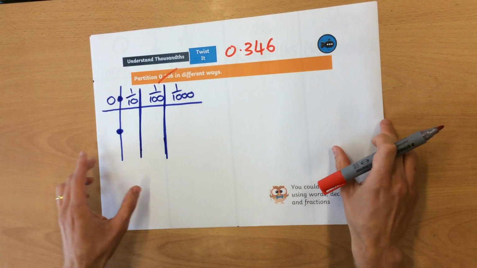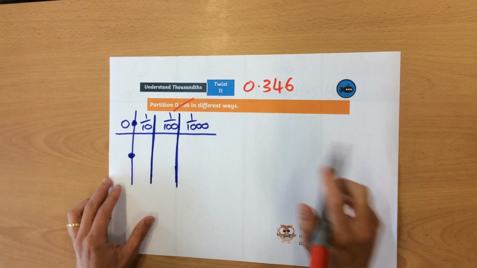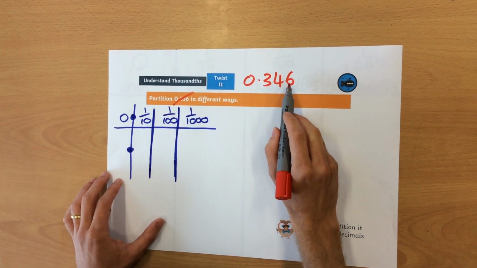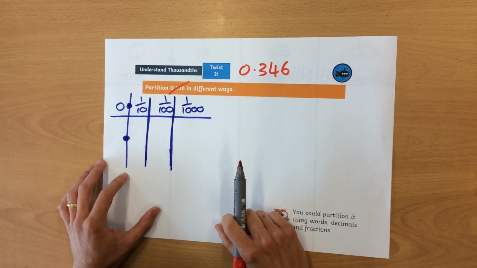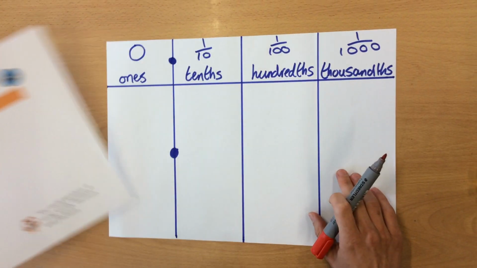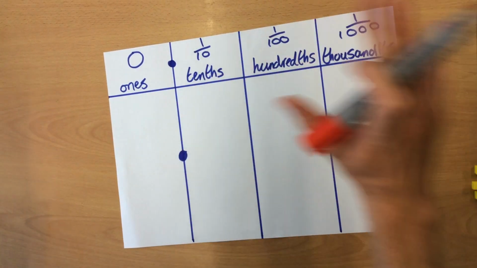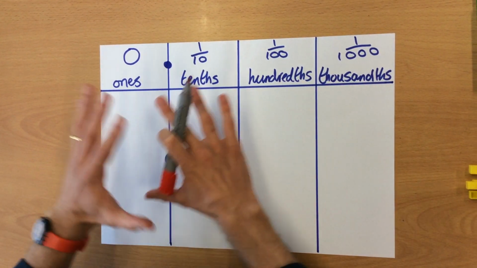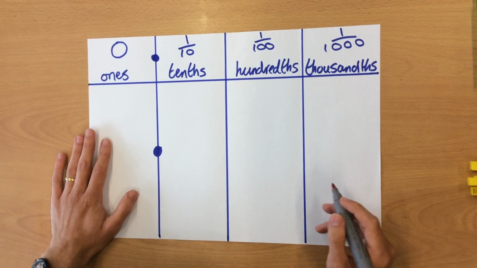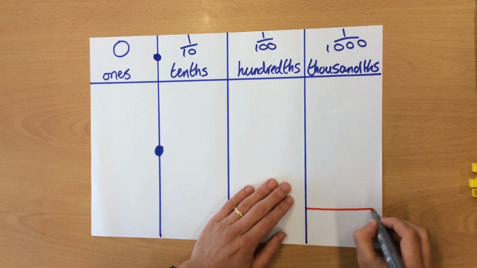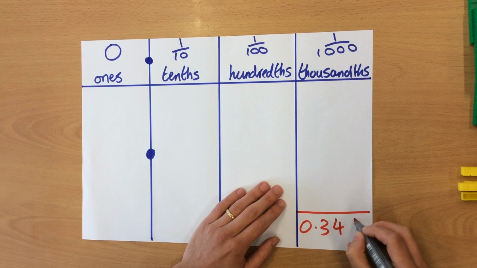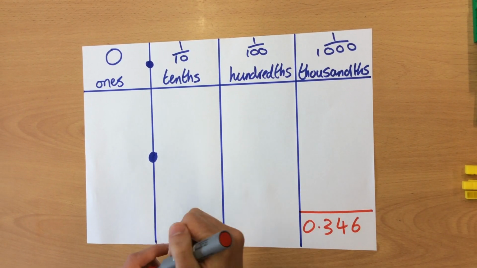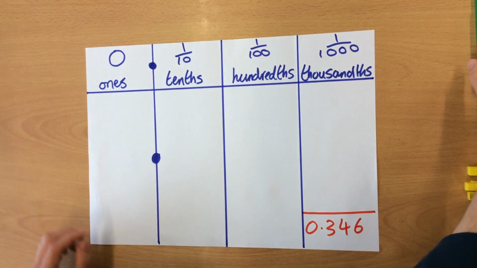But before we start partitioning it, what I want to just spend a little bit of time on is understanding the value of each of these digits in the decimals. And you might have noticed already, I've already drawn a little place value grid. But just to make this video slightly easier, I've blown it up for you. There we go. We've got a big place value grid now, and I'm just going to write my decimal down here in the corner so I don't forget what I'm doing, 0.346.